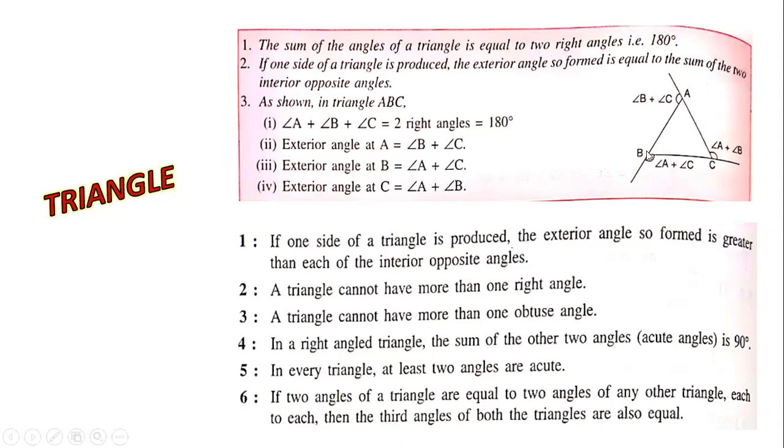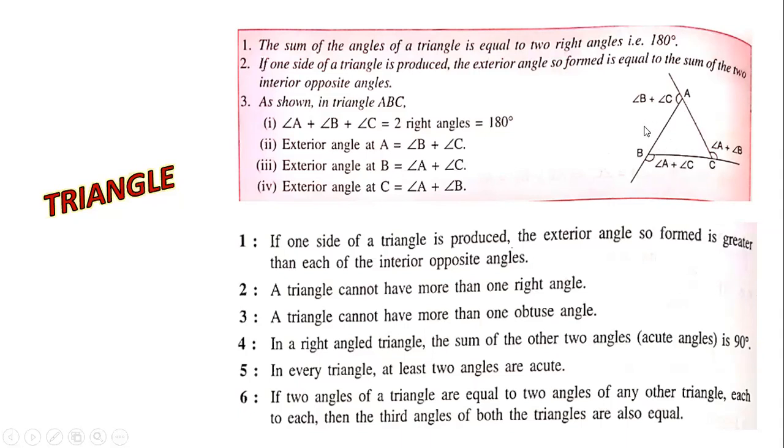See, this is a triangle ABC. Let us suppose I am going to produce this side BC. Then this is the exterior angle. Always keep this thing in your mind that exterior angle is always equal to the sum of two opposite interior angles. So this is C, this is A, this is B, these two are interior angles. So this exterior angle C is equal to angle A plus angle B.